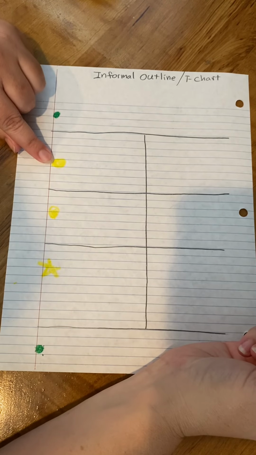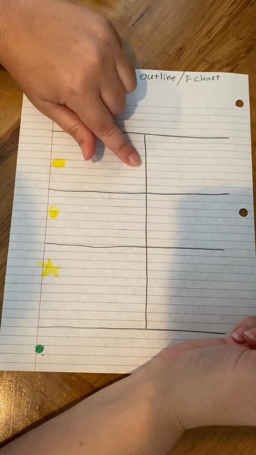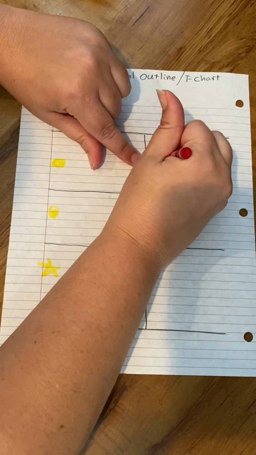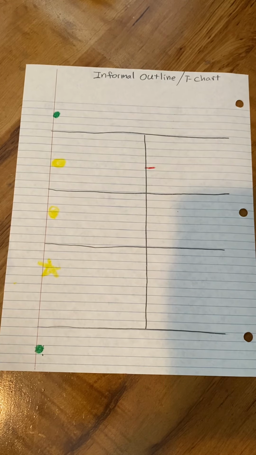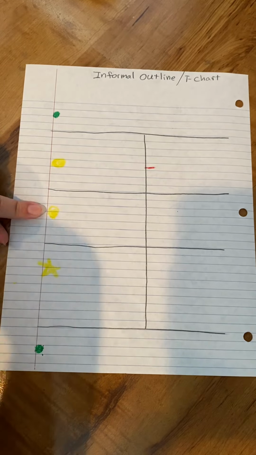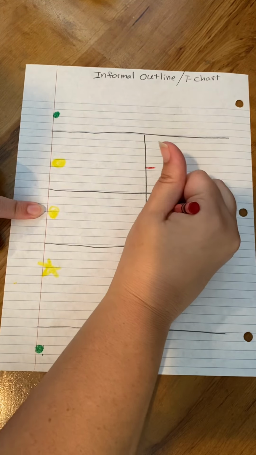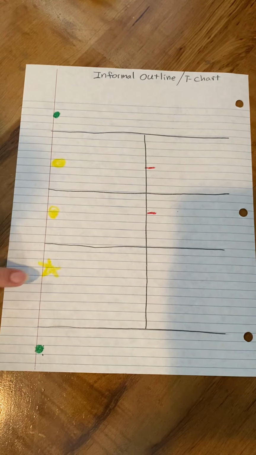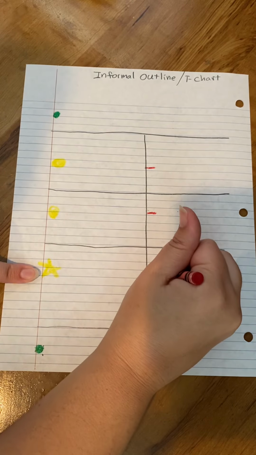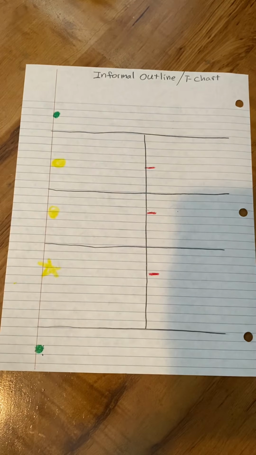Now here's my first yellow. I'm going to follow it all the way across and give myself a little red dash, just like that. Here's my second yellow, follow it over, give myself a little red dash. My third yellow, follow it all the way over, give myself a little red dash. And now my paper is all set up to complete an informal outline. Great job, friends.